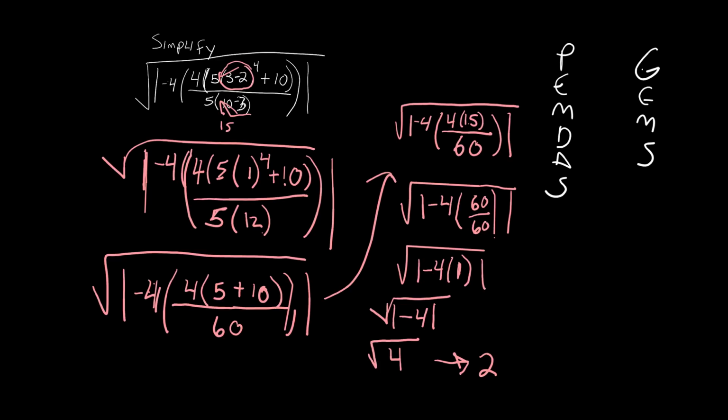So taking a fairly complicated problem, where we want to do the square root of the absolute value of negative 4 times the quantity 4 times the quantity 5 times the quantity 3 minus 2 to the 4th, plus 10, all over 5 times the quantity 15 minus 3, simplifies down to just 2 using order of operations.